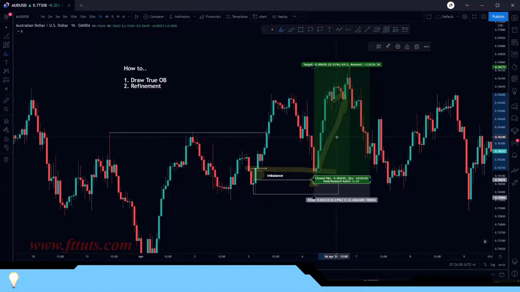So in the next video, I'll be going through a live example. I'm going to walk you through different order blocks and we'll break them down and have a little discussion about it.